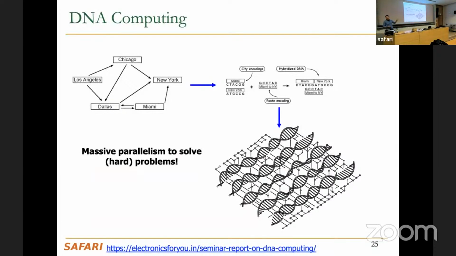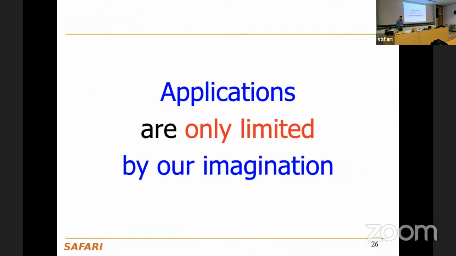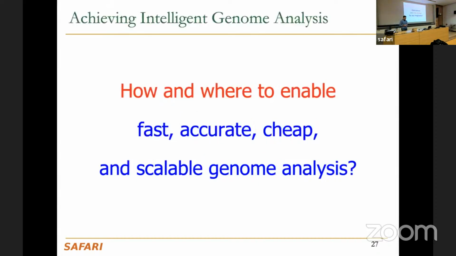And people are now even using DNA to do computation, literally. They are designing the problem in a way that DNA will make a certain connection such that that particular connection will give you an answer. They are using it, for example, to solve traveling salesman problems, even NP-hard problems, because you have huge parallelism that you can utilize to solve really hard problems. Again, applications are really limited by our imagination, and I invite you to think about even more applications.